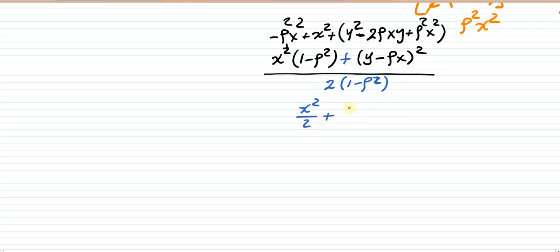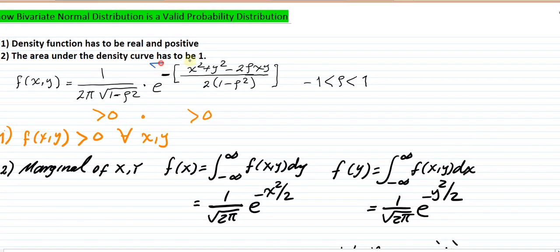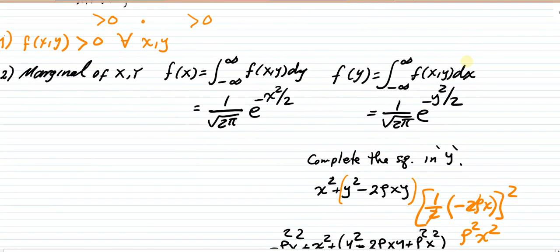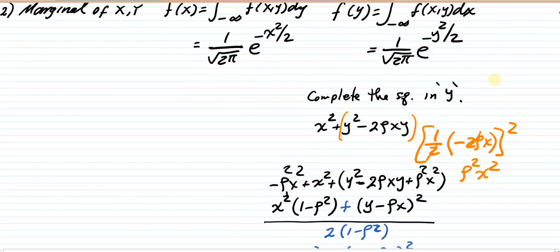And the second part is going to be (y minus rho x) quantity squared divided by 2 times (1 minus rho squared). So this is going to be the exponent again in our density function, in our joint distribution. That's what I'm going to use in the exponent. All right, now we're ready to actually prove that the area under the distribution is 1.